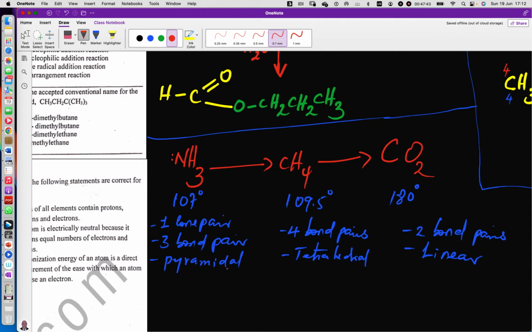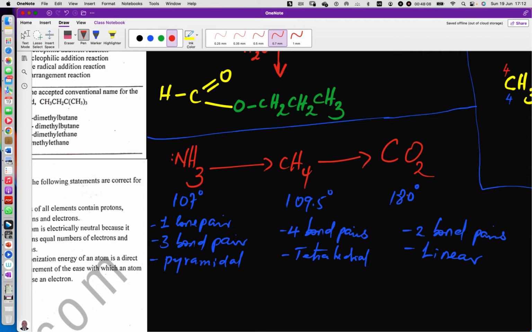For the purpose of revision again, methane has 109.5°. Why? It has 4 different bond pairs. For that reason, because of those 4 bond pairs, it has a tetrahedral shape.